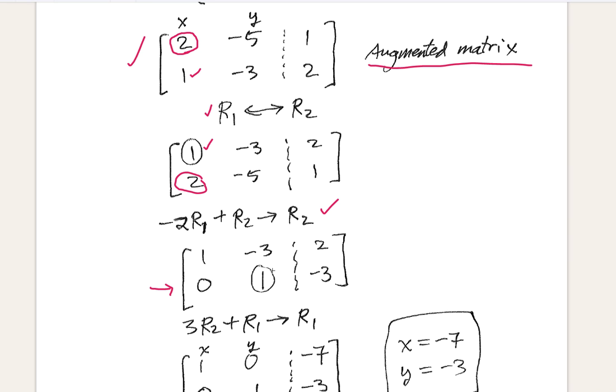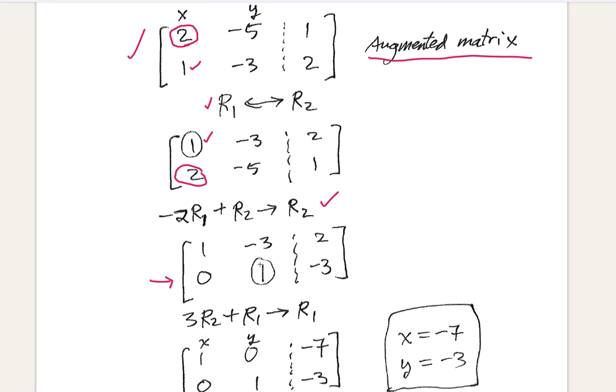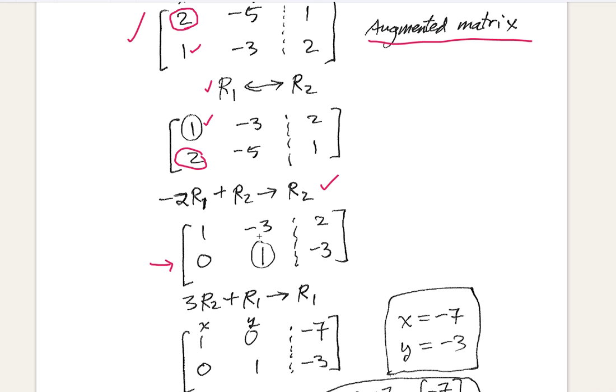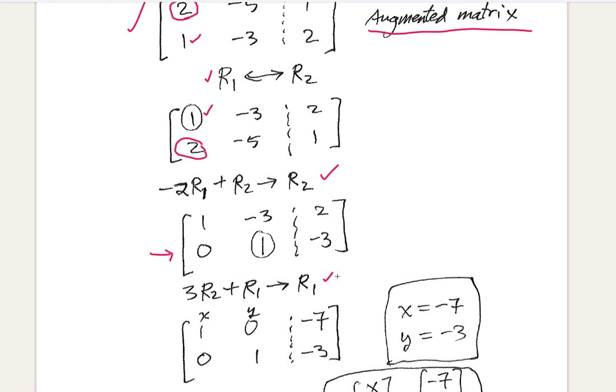Perfect. What don't I like about this column now? I need to zero it out. How would I do that? Well, right above, I see a -3 there. So if I go +3 times the second row added to the first row replaces the first row, then we should be in good shape. We should have a 0 sitting right there, and then we'll be done.